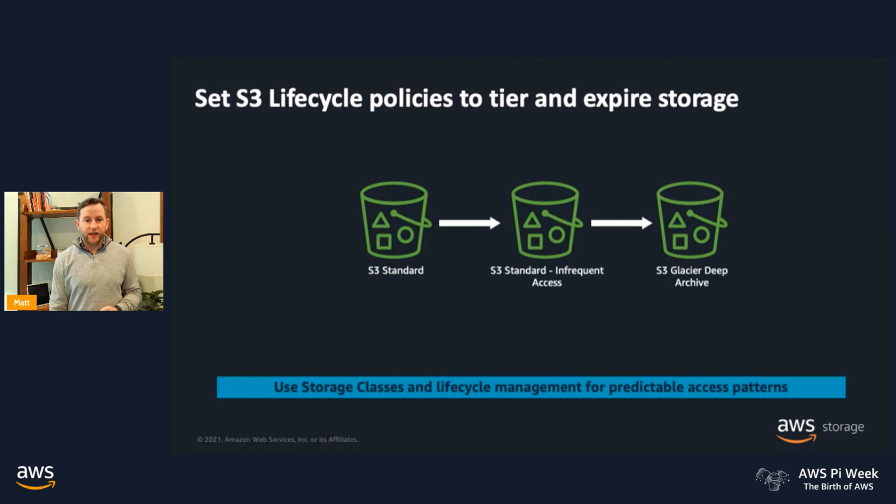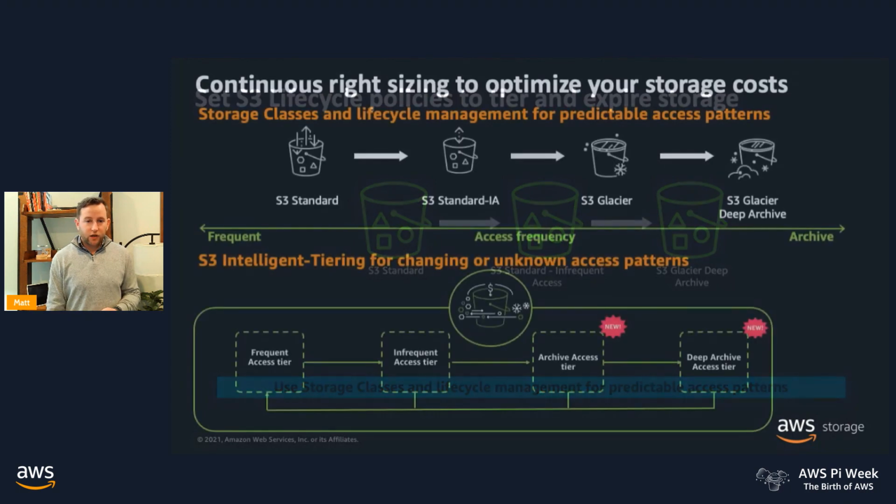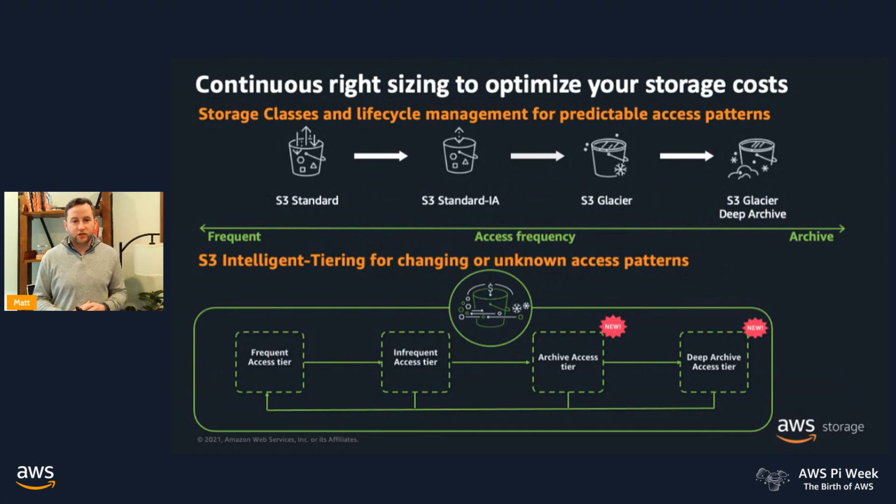In this approach, you can set up lifecycle policies to transition such data into colder storage classes. For example, you might start in S3 Standard, move that data to S3 Standard-Infrequent Access as it becomes less frequently accessed, and then onto a storage class like S3 Glacier Deep Archive, which is the lowest cost storage in the cloud. You can also use S3 Lifecycle to expire objects and their older versions based on their age. So to recap, Lifecycle is a great approach if you have predictable workloads where objects become colder or less accessed over time.